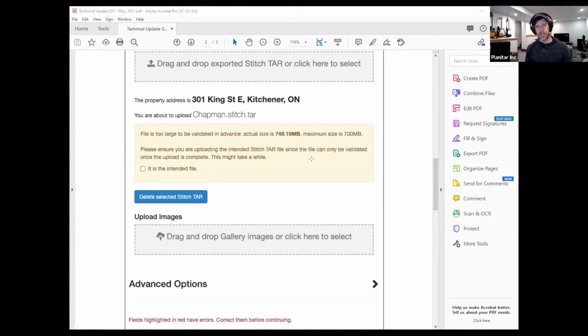It can only be validated once it's been fully uploaded. So that validation process is super cool. That's the cool thing I was talking about. Fun fact: when you upload a tar file, our system checks to see if that has already been uploaded.